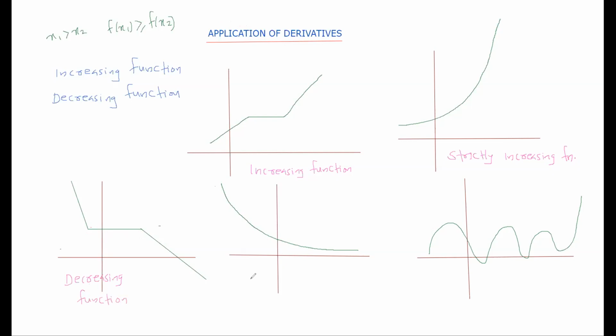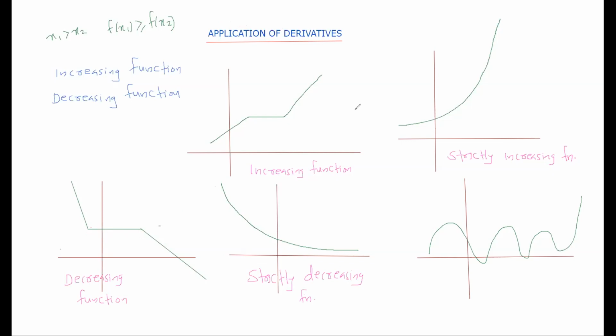And in the second case we can see that when x values are increasing, the function value is decreasing, and there is no point in between where the function values are the same. So this is strictly decreasing function.